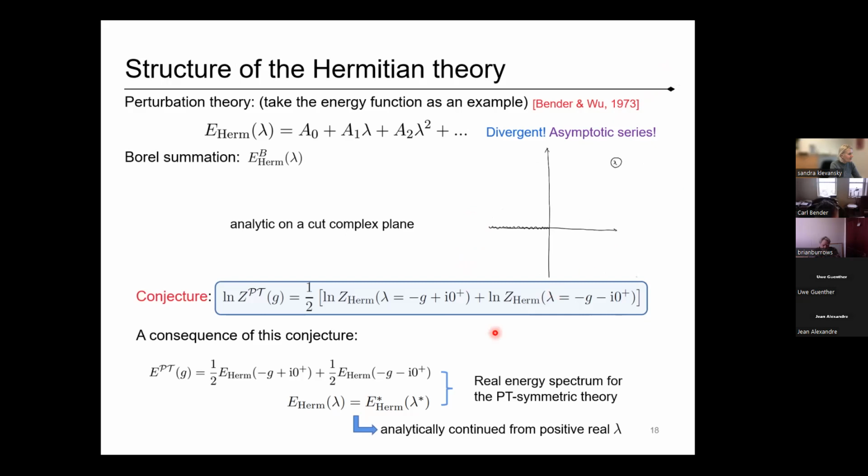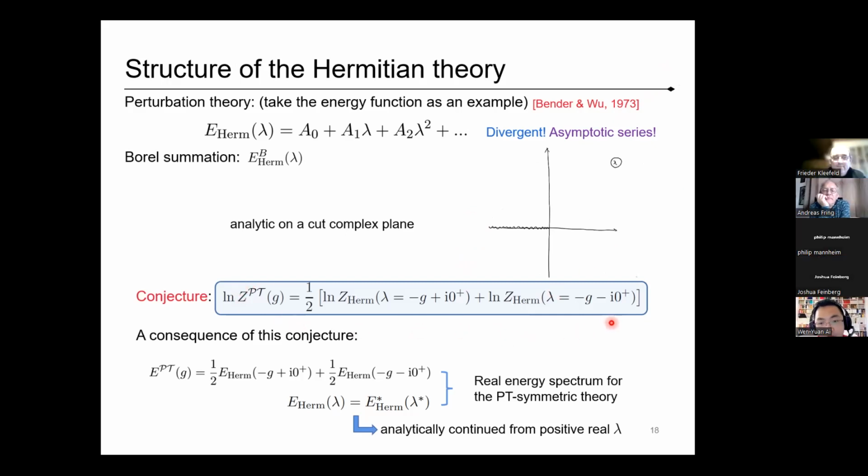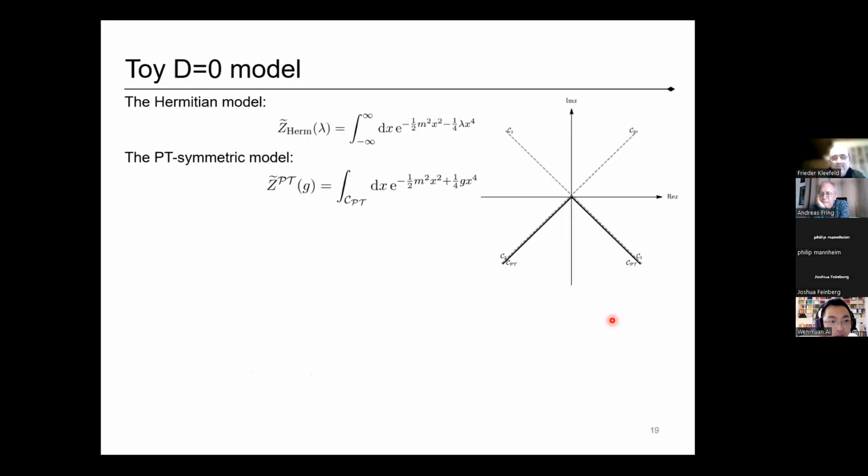Okay, so this is a very simple relation, and to be honest, we really do not know whether this relation is true or not, so you should take it with some caveats. But we hope that this relation can provide some new way of thinking about PT-symmetric theories. And let's see some motivation first in the 0-dimensional case.